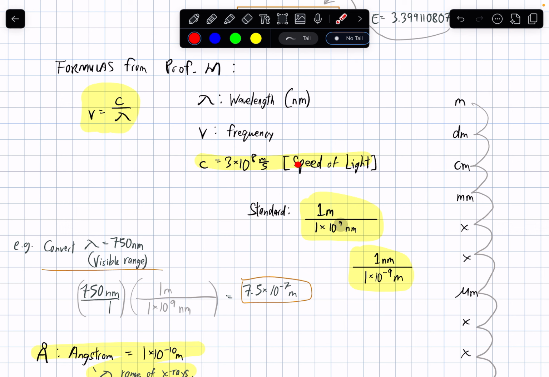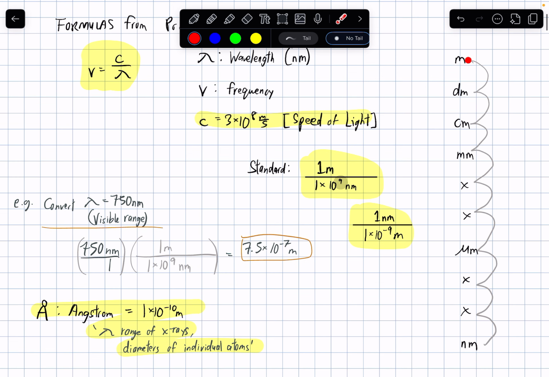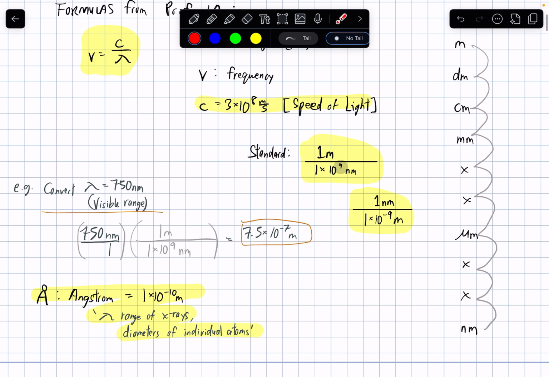And since the speed of light is in meters per second, if you want to convert, these are the ones that you have to know. So 1 meter is equal to 1 times 10 raised to 9 nanometers. Why is it raised to 9 specifically? Coming from meters, you move to decimeter, that's 1, and then 2, 3, 4, 5, 6, 7, 8, 9. That's where you get the exponent 9. Either you draw this, or if you want to be faster, you just simply memorize.